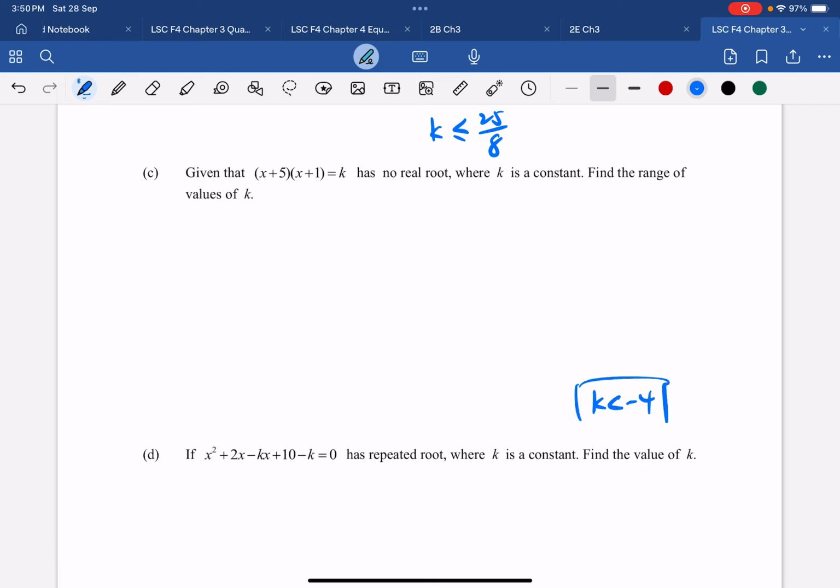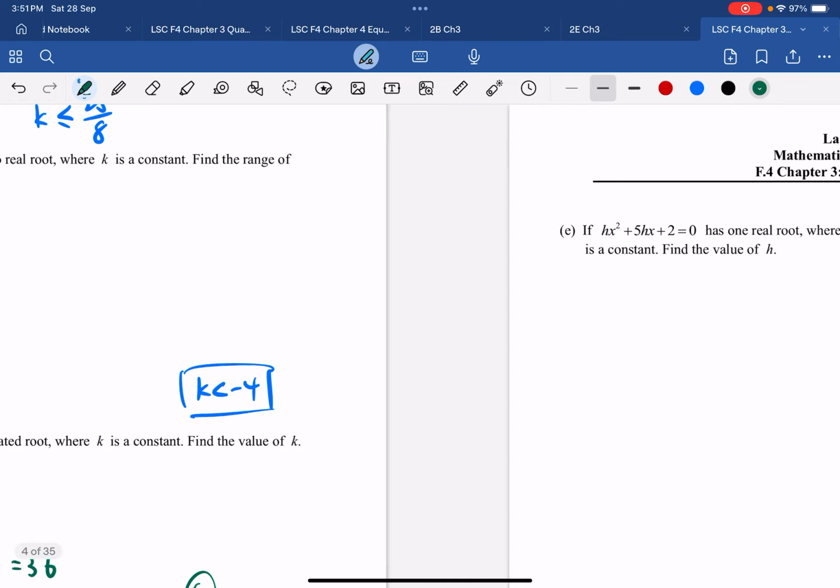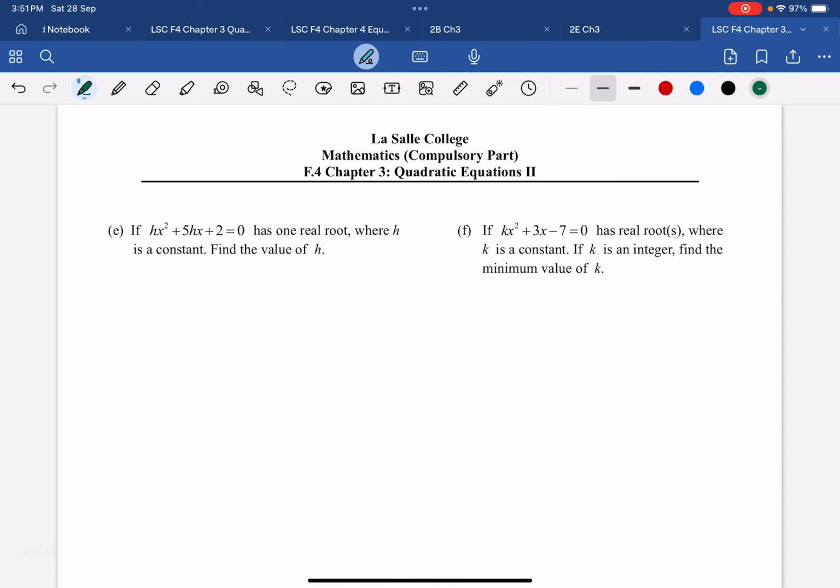This one is the answer for part C, and this one is the answer for part D. I have something to remind you for part D. You will come across something like this when you work with part D. Remember, when k squared is 36, k is plus or minus 6. Remember the plus or minus. Don't miss either one. Here comes part E.